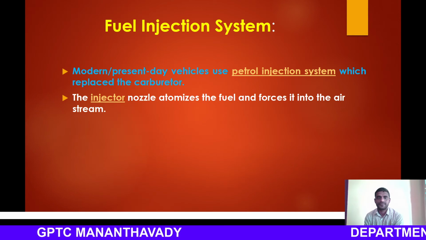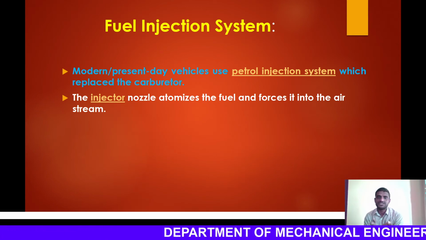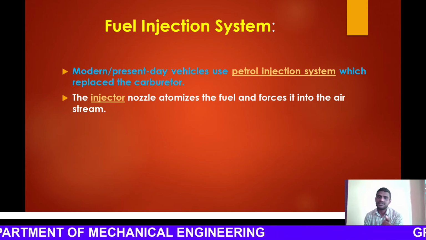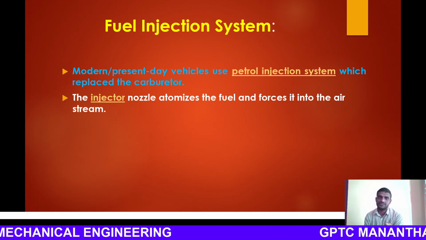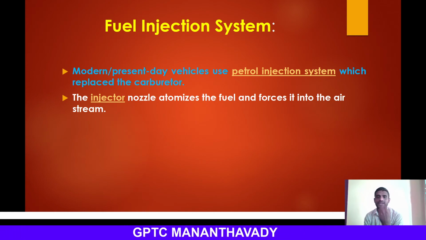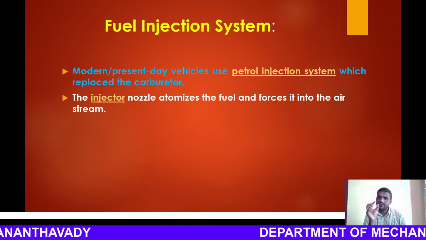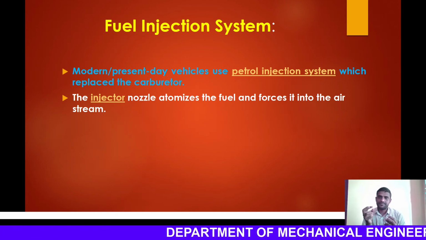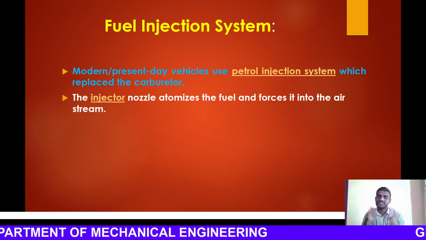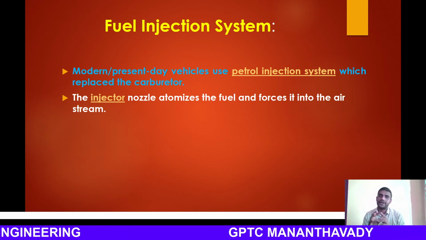And in the case of petrol engines, nowadays we are using petrol injection system. Previously we were using the carburetor systems, and nowadays the carburetor is replaced by the petrol injection system. An injector is a nozzle that atomizes the fuel and forces it into the air stream. Each droplet of the fuel should be atomized and mixed with the air stream, then only will there be proper combustion. So proper atomization of the fuel is required.